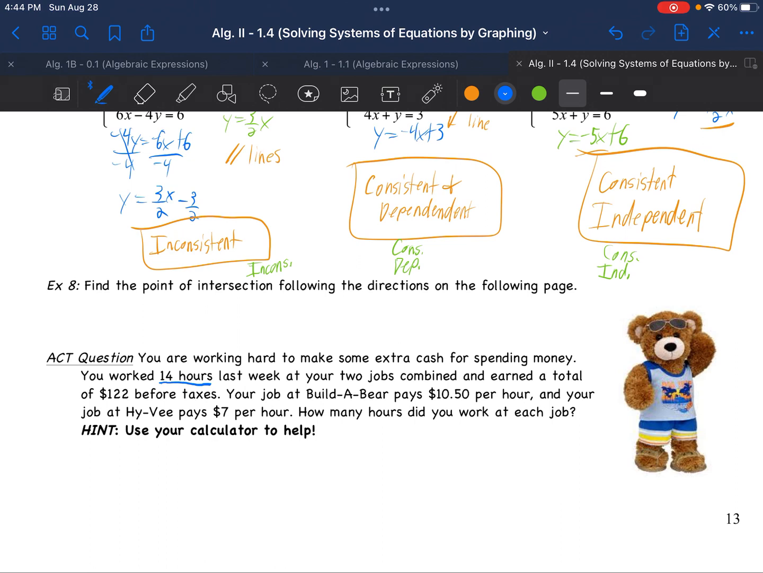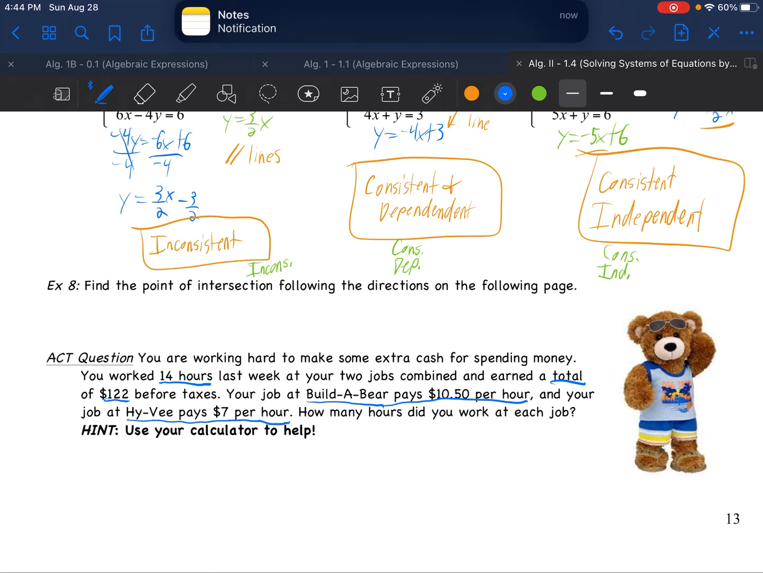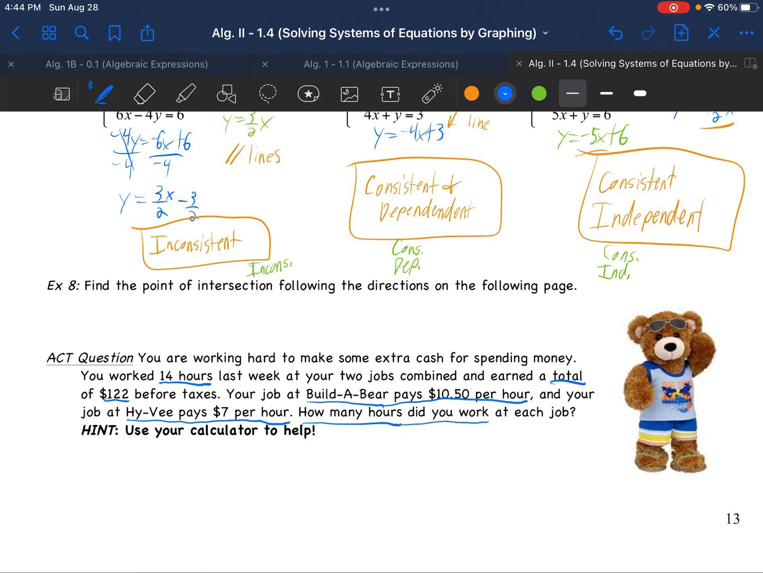Key information: you worked 14 hours. We don't really need to know that was last week. And we know we earned $122 as a total. We know Build-A-Bear pays $10.50 per hour, and we know Hy-Vee pays you $7 per hour. And we want to know how many hours you worked.